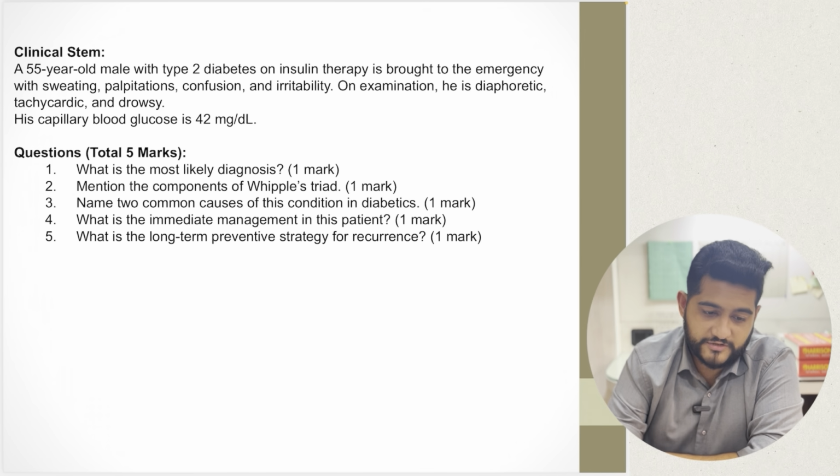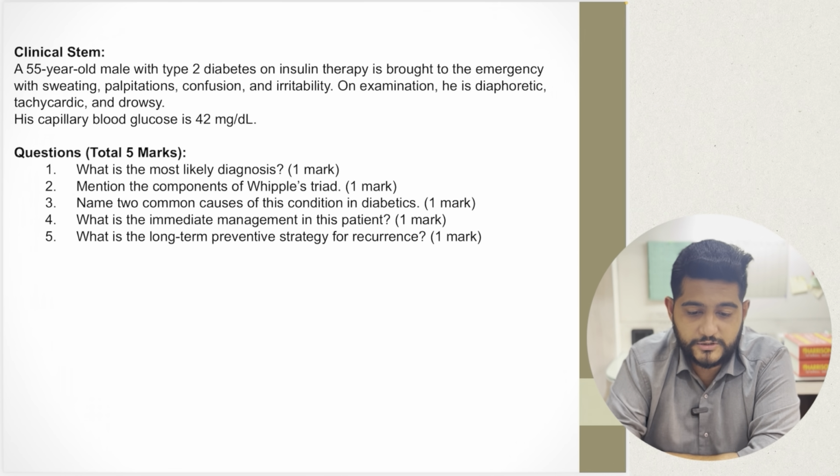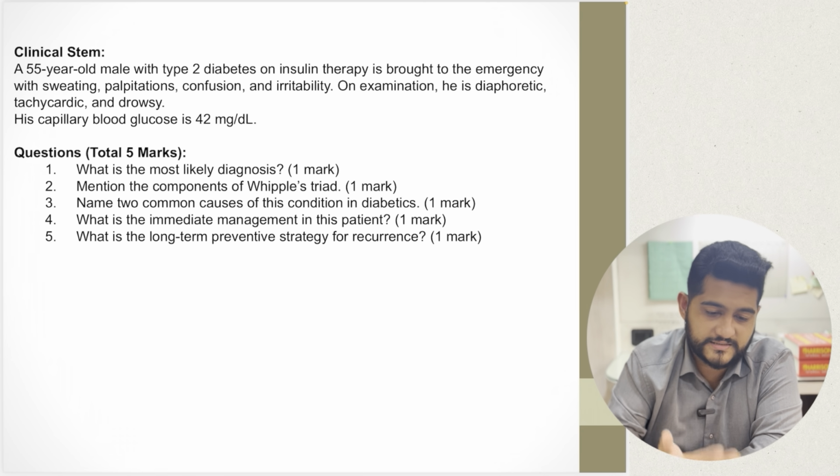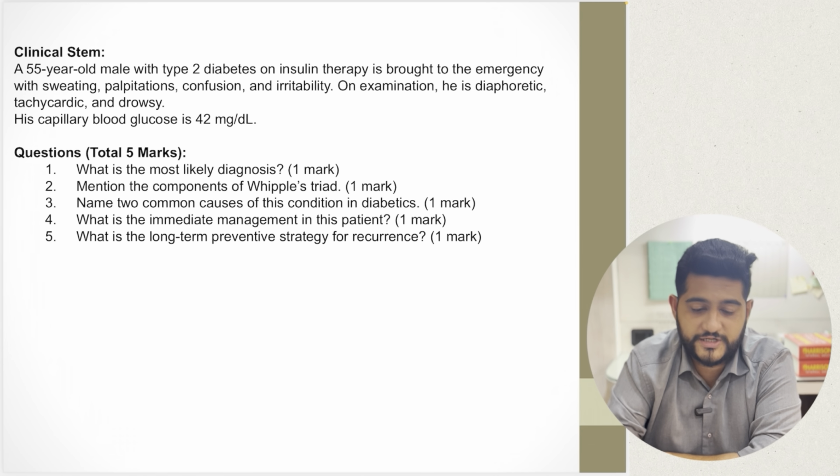Then next question: a 55-year-old male with type 2 diabetes on insulin therapy is brought to emergency with sweating, palpitation, confusion, irritability. On examination, he is diaphoretic, tachycardic, and drowsy. His capillary blood glucose is 42. So no rocket science, it's directly clear-cut from the history and from the biochemical parameter given. But let us go through the questions.